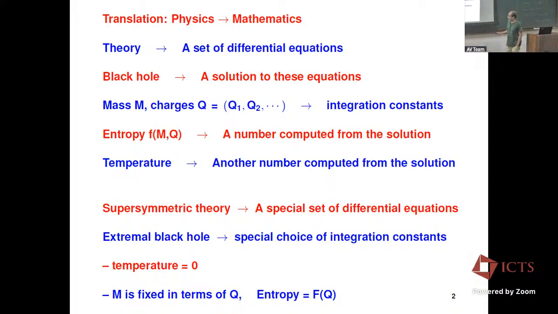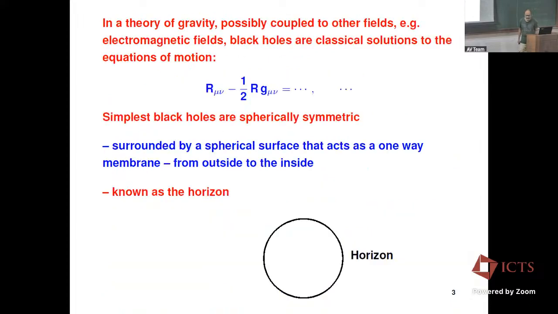And then supersymmetric theory will correspond to a special class of theories, and hence a special set of differential equations. Extremal black hole will correspond to a special choice of the integration constants. And the special choice refers to the choice which sets the temperature to 0. So this is one condition among these parameters, and this determines the mass in terms of the charges. And so the entropy becomes only a function of the charge. So with this, let me give an introduction to black holes, and then I'll come to Siegel modular form.